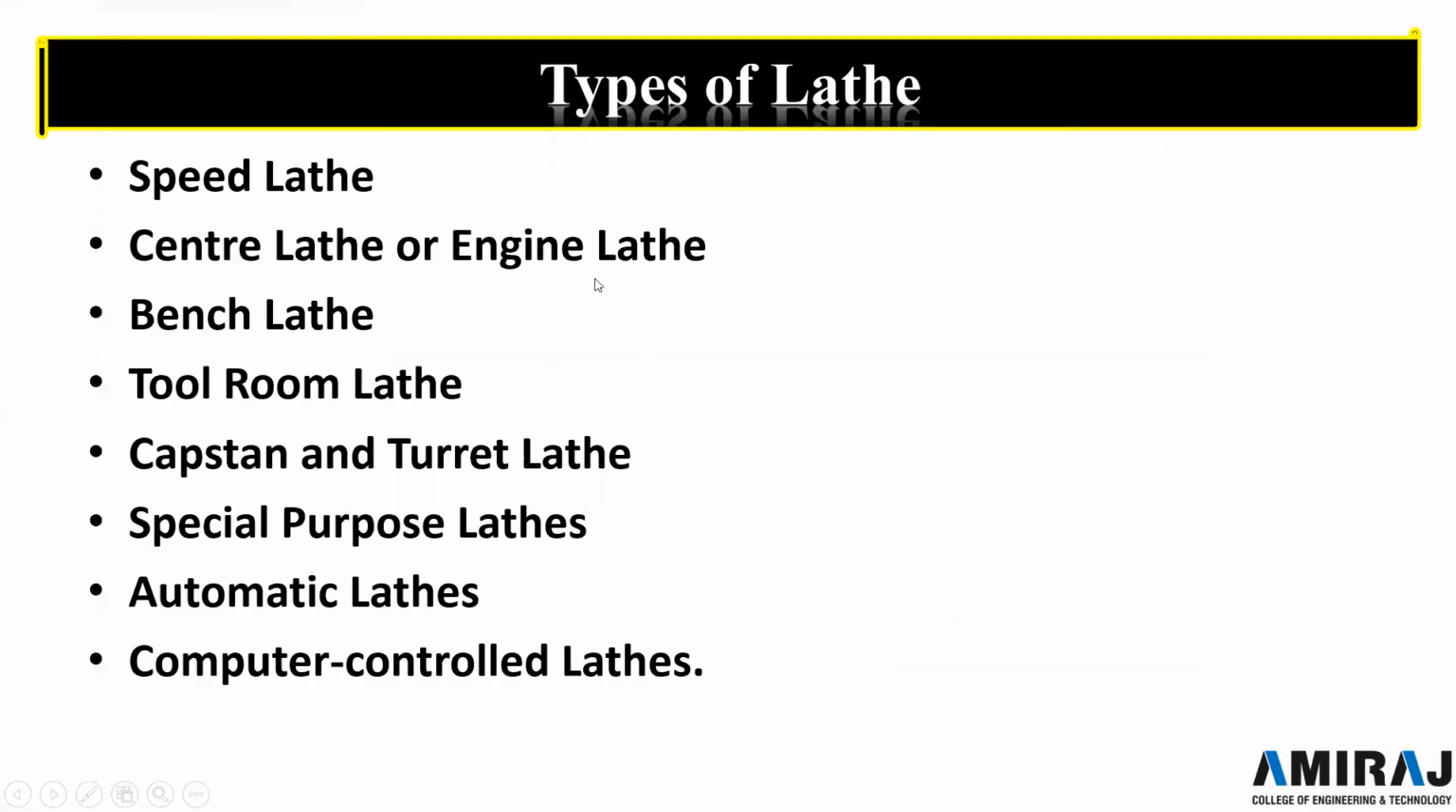Now there are various types of lathe machine. There is the speed lathe, center lathe or engine lathe, which we have seen. Then there is the bench lathe, tool room lathe, capstan and turret lathe, special purpose lathes, automatic lathes, and computer controlled lathes. We will see them one by one.